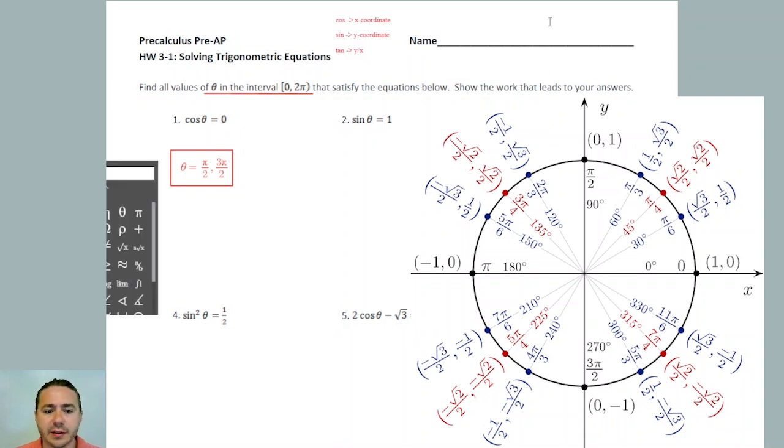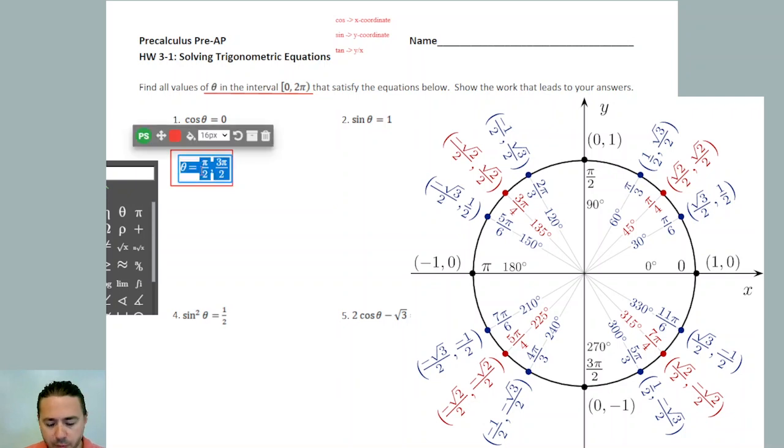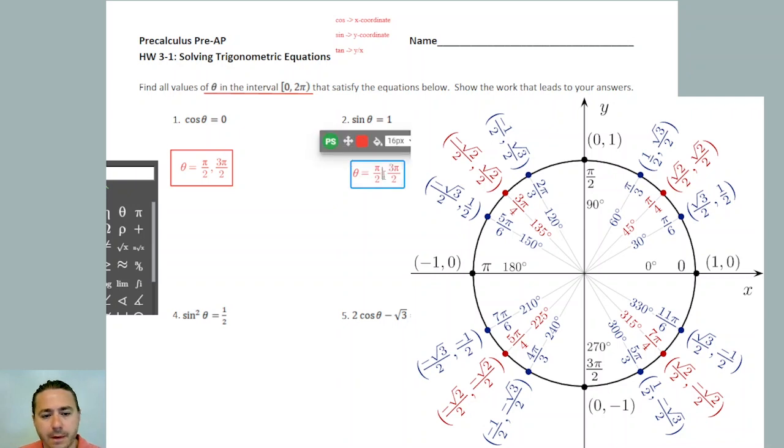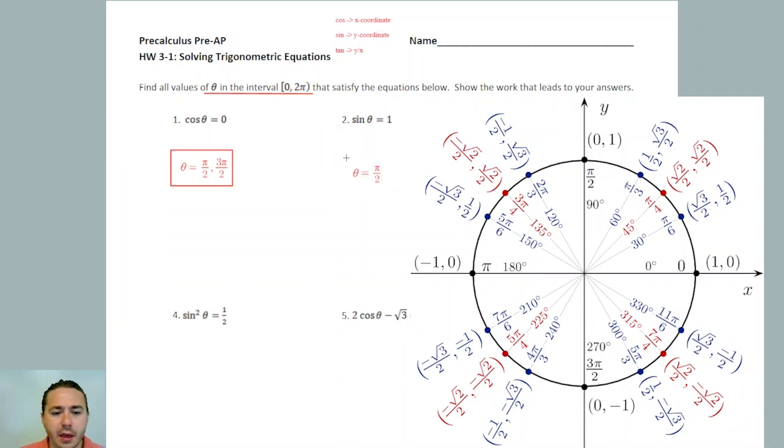Number 2 says sine of theta equals 1, so we're looking for where the y coordinate is 1, and we see that that happens at pi over 2. So that only happens at one place on the unit circle. There we go. And that's it.